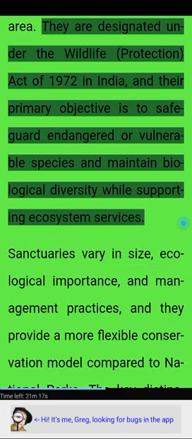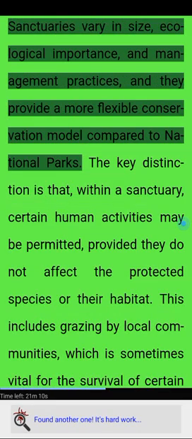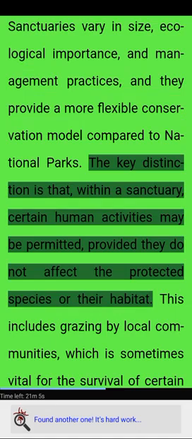They are designated under the Wildlife Protection Act of 1972 in India, and their primary objective is to safeguard endangered or vulnerable species and maintain biological diversity while supporting ecosystem services. Sanctuaries vary in size, ecological importance, and management practices, and they provide a more flexible conservation model compared to national parks. The key distinction is that, within a sanctuary, certain human activities may be permitted, provided they do not affect the protected species or their habitat.